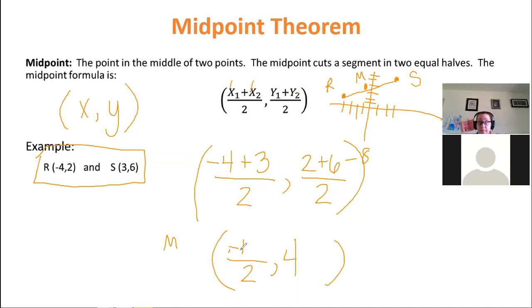Any questions on that? So this is the formula that you're going to need when you do midpoint questions. You're going to add together the x's, divide by 2, add the y's, divide by 2. If you have questions, please put no. That way I know you're still there.